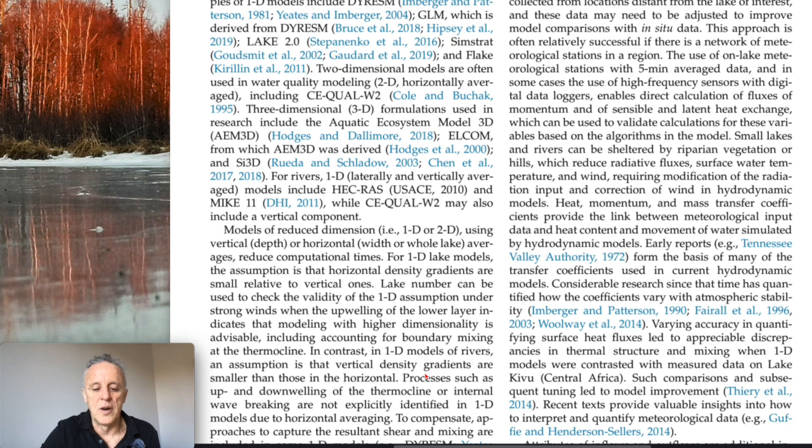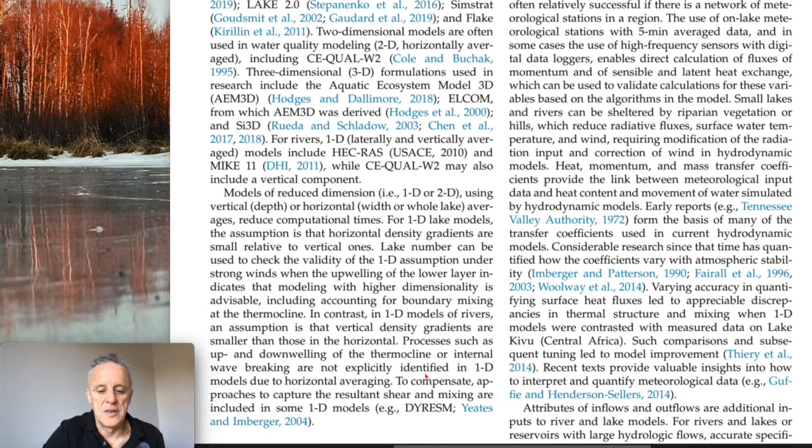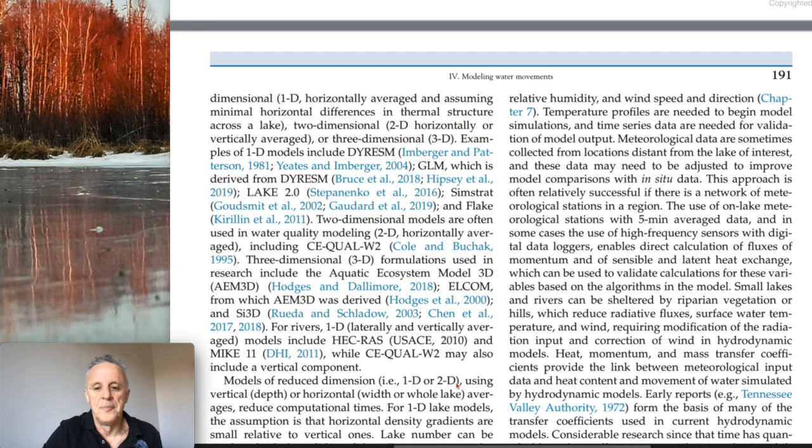In contrast, in 1D models of rivers, an assumption is that vertical density gradients are smaller than those in the horizontal. Processes such as up and downwelling of the thermocline or internal wave breaking are not explicitly identified in 1D models due to horizontal averaging. To compensate, approaches to capture the resultant shear and mixing are included in some 1D models.